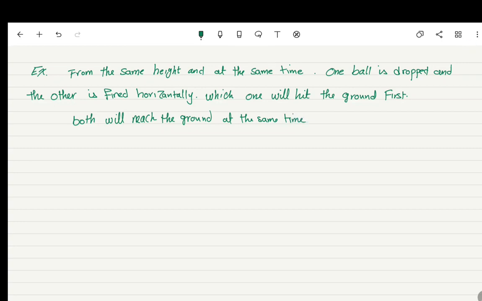Now, as another question, which ball will have greater velocity at the ground level? Clearly, the fired ball will have a greater velocity. So to answer this, the fired ball will have greater velocity.